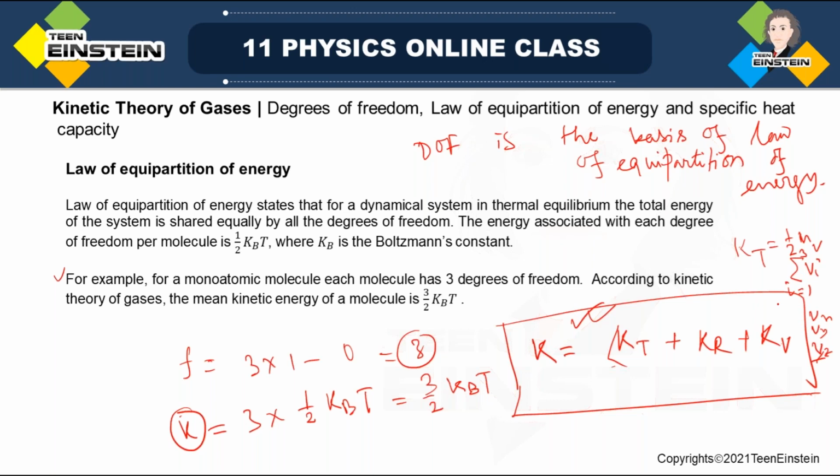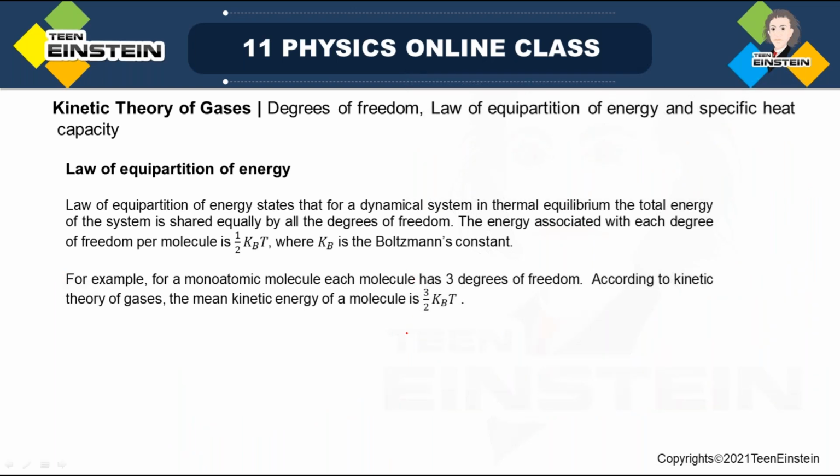So if you take the average, for each direction the average will be half kBT per molecule. And the kinetic energy we get in this way is also called the mean kinetic energy of that particular gas. Similarly, if we write for a diatomic gas, what is the total kinetic energy? What is the number of degrees of freedom in this case? 3 into 2 minus 1. So it will be 5.